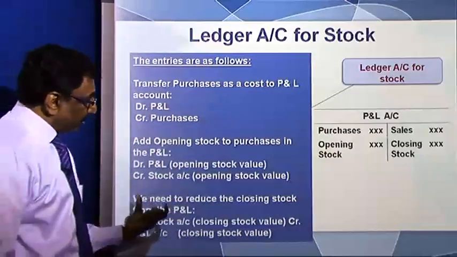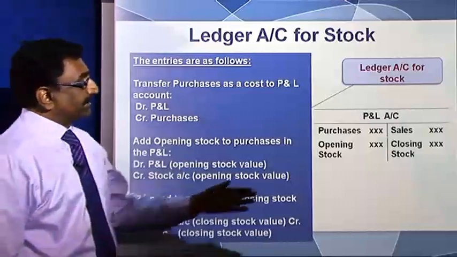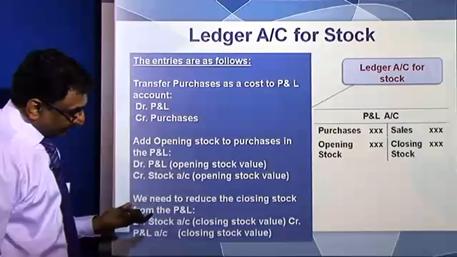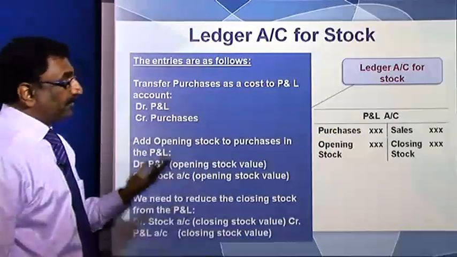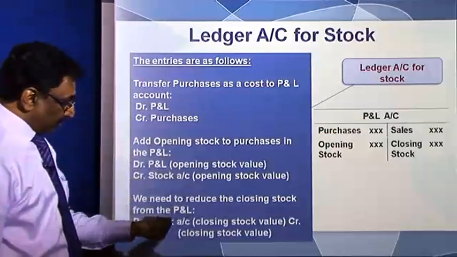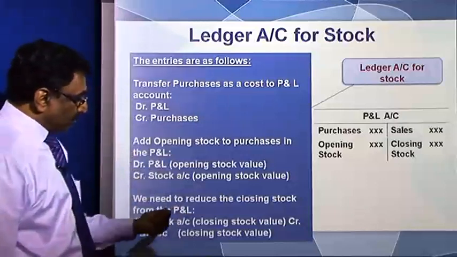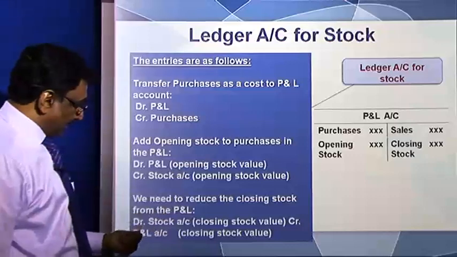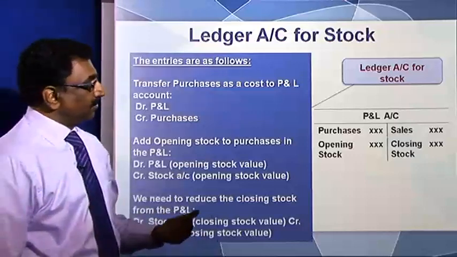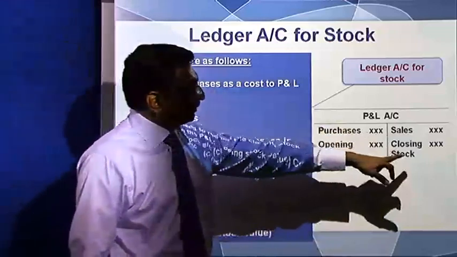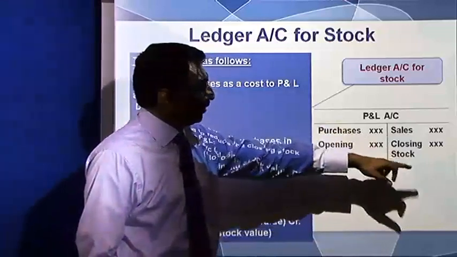But there is also a closing stock figure that we need to adjust, because this was not the whole amount of sale. There is some closing stock that has been left. So, we need to move that amount back into the stock item, that is, your stock account. You will debit the stock account with the closing stock value and credit the P&L account with the closing stock value.